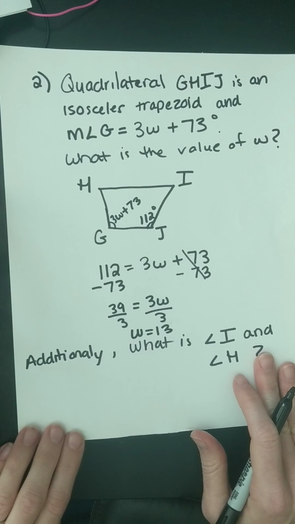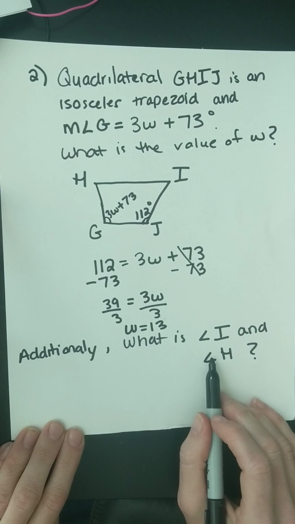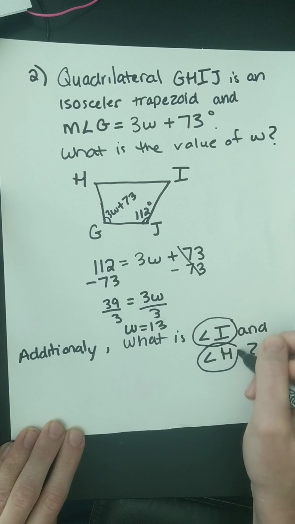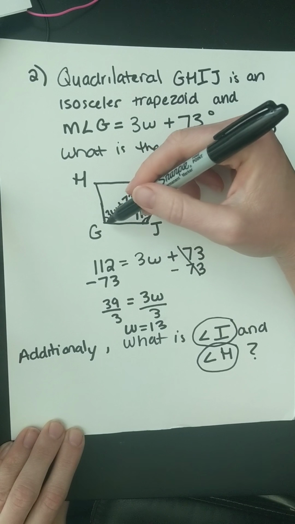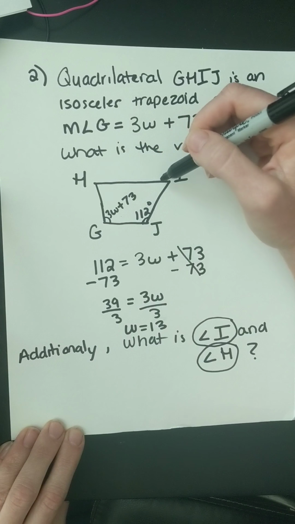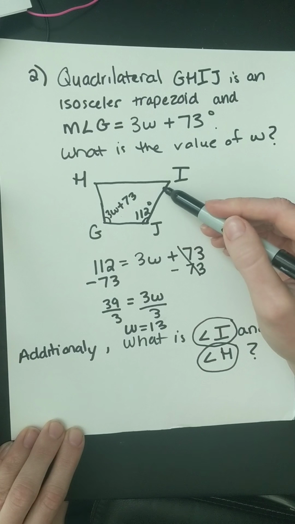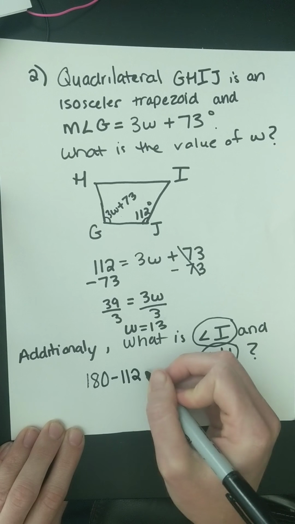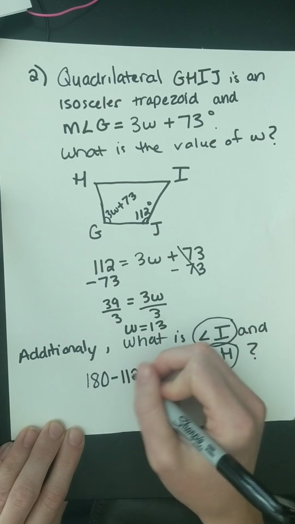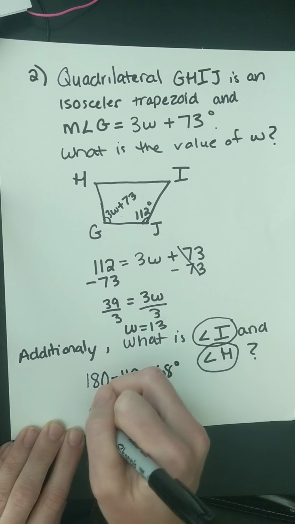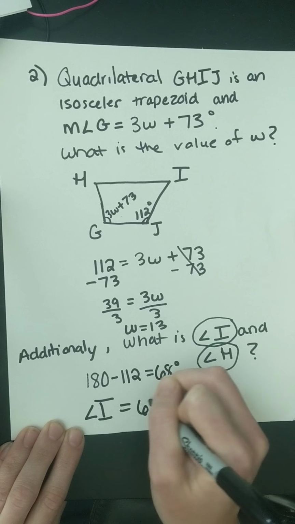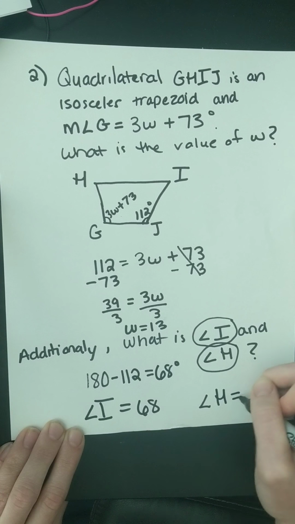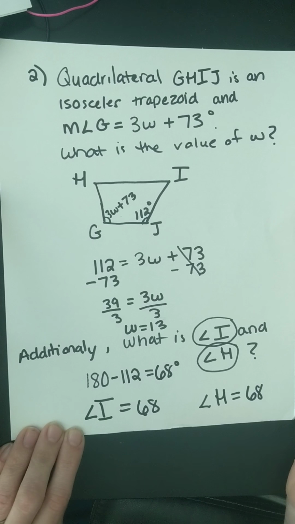Okay, so additionally, what I want to ask you is how do I solve for angle I and how do I solve for angle H? Well, these are both equal. This is 112, that's 112. So we know these 2 should equal, but in order to get one of them, I just do 180 minus 112. And that should equal 68 degrees. So if angle I is equal to 68, we know that this is the same as H, so angle H is 68.